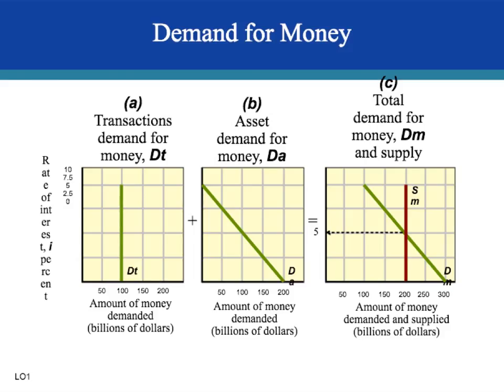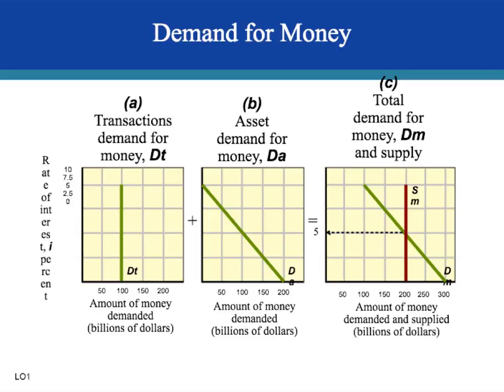Okay, and so transactions demand for money plus asset demand for money equals the total demand for money. So you can see here that transactions demand for money is dependent on nominal GDP, not on the interest rate. So it doesn't matter what the interest rate is. Demand for money for transactions is vertical. Again, this is the money that you demand in order to be able to buy your day-to-day goods and services.